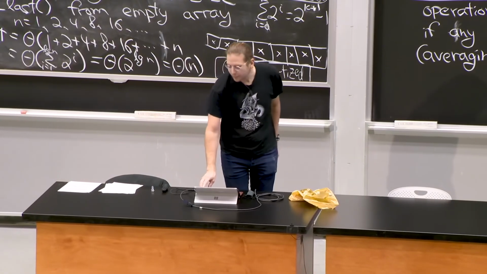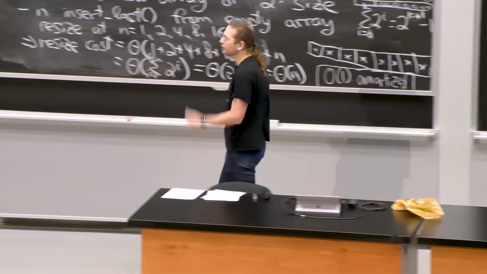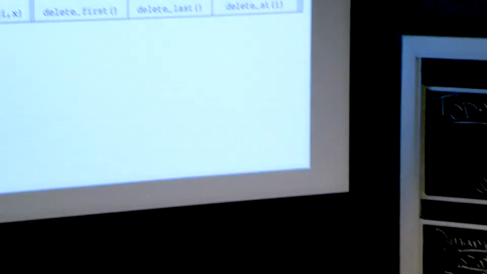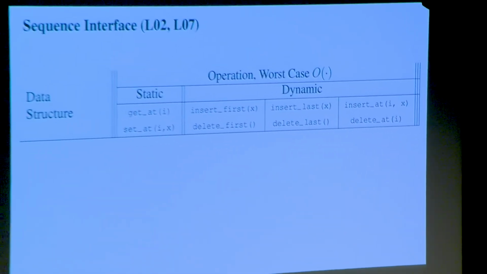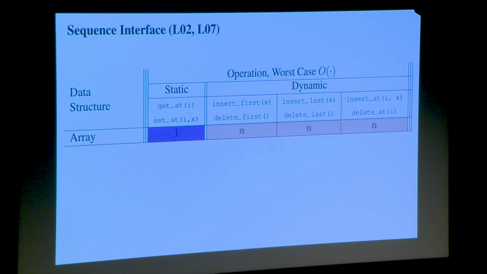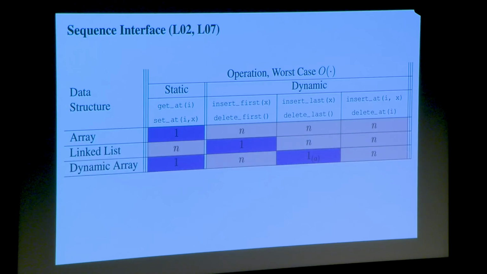Let me put this into a table, and you'll find these in the lecture notes also. So we have on the top the main operations of the sequence interface, which we will revisit in lecture 7. We'll see some other data structures for this. Get at and set at in the first column, insert and delete first, insert and delete last, insert and delete at an arbitrary position. So we've seen 3 data structures now. Arrays were really good at get at, set at. They took constant time. That's the blue one. We're omitting the thetas here. All the other operations took linear time no matter where they were. Linked lists were really good at insert and delete first. They took constant time, but everything else took linear time in the worst case.